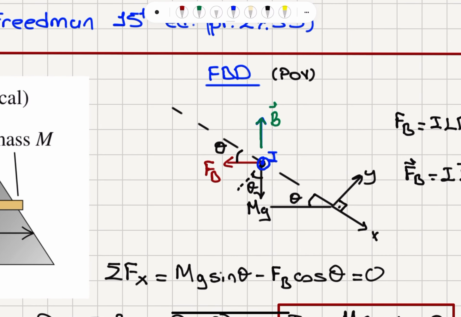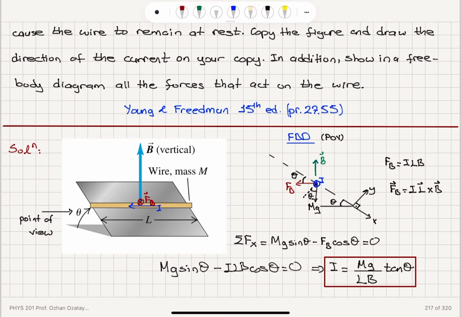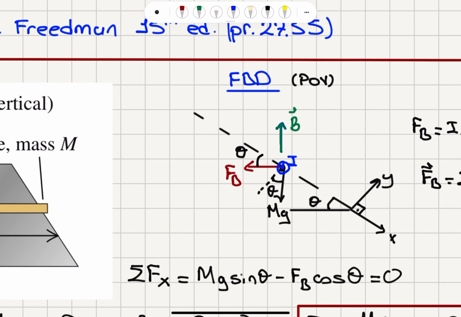Okay, so here I have the free body diagram. I'm looking at this wire as a point, and you can see here my mg vector points vertically down. I just changed the direction accidentally. So this points vertically down. That's my mg, the weight of the wire.